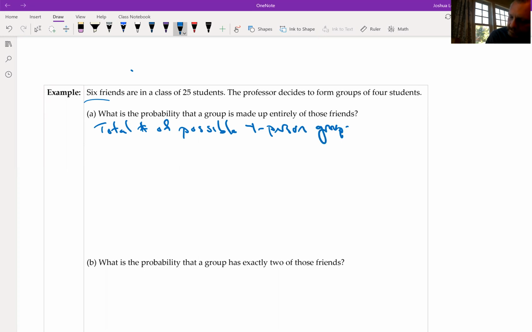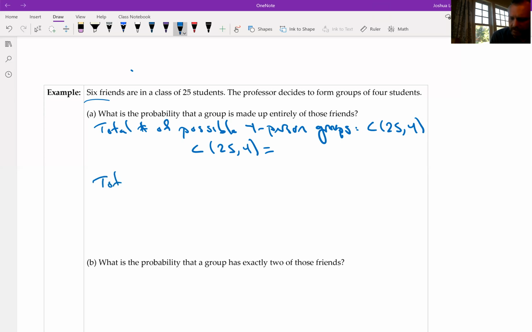Well, we're counting. We have 25 students. We're building groups of 4. Do we care about the order? No, right? All we care about is who makes up those 4. So this is really a combination. Okay? And so we have a formula for that. And then I'm going to come back to it though. Let's talk about our numerator.